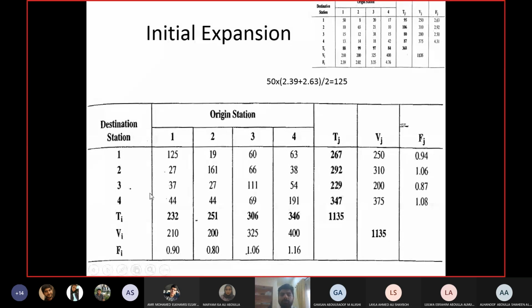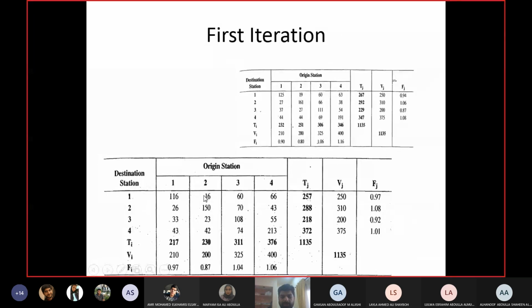When you apply this the second time, you get this matrix now, and then you calculate the new summations. Again, you can see the T values and you can see the new factors.